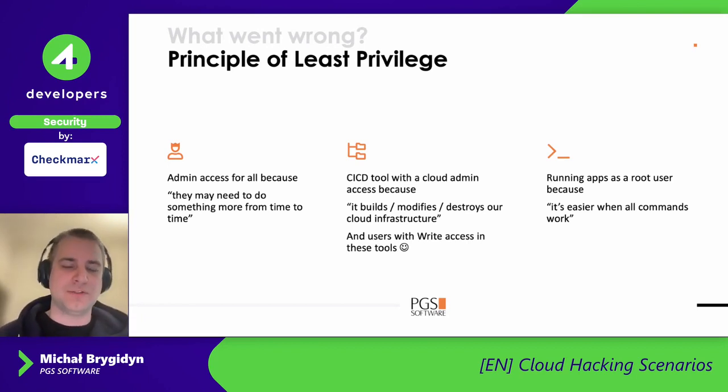And CI/CD tools. So when you use, for example, Jenkins to build your cloud, usually the tool has full access to your cloud. And that's not bad if you really use it to build your cloud. But what is bad is if your users also are admin users on that tool, because then they can exploit the tool and they can gain admin access on the environment that they don't have access to directly.